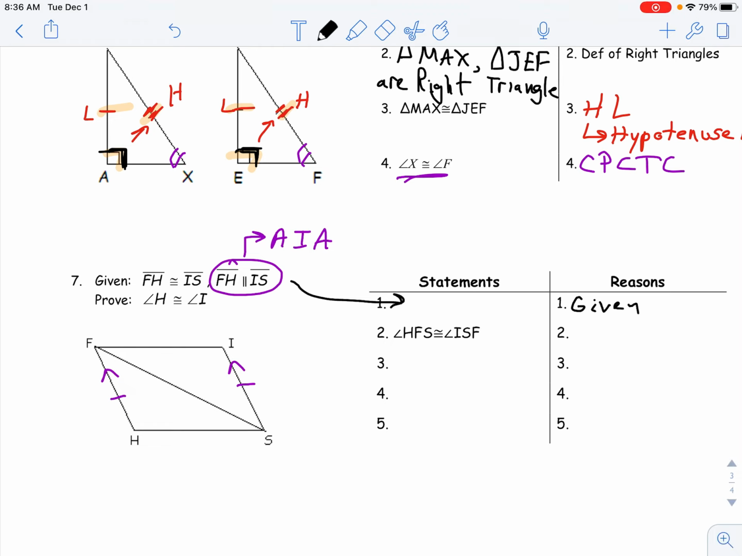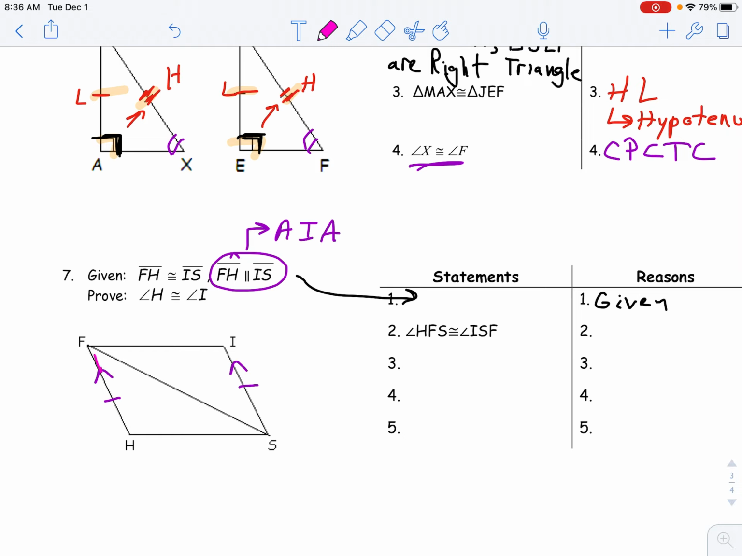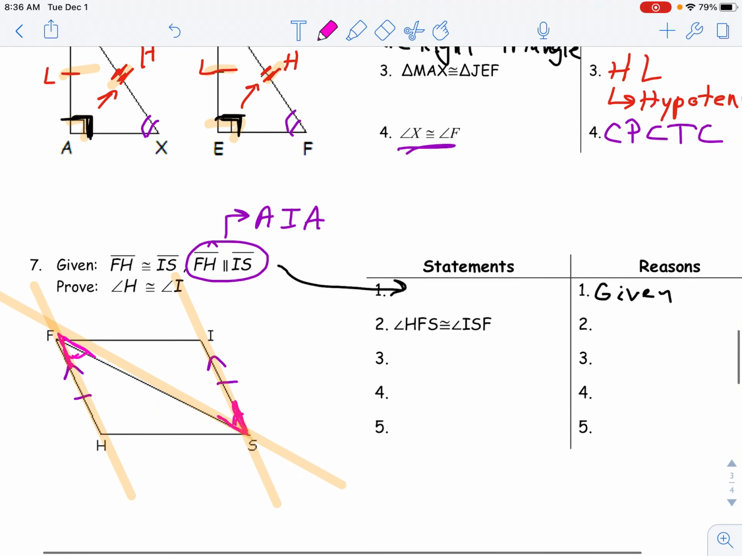Now let's focus on things. HFS and ISF. These two angles. Why are these two angles congruent? Let's extend stuff. We have these parallel lines, FH and IS are parallel. This is a transversal. There we go. They're alternate interior angles.